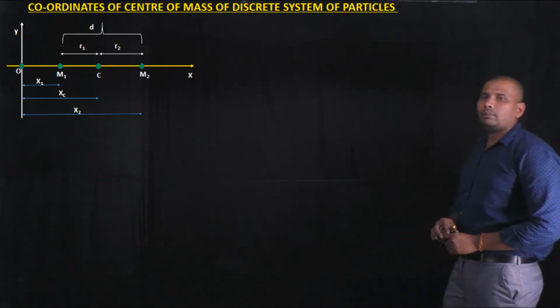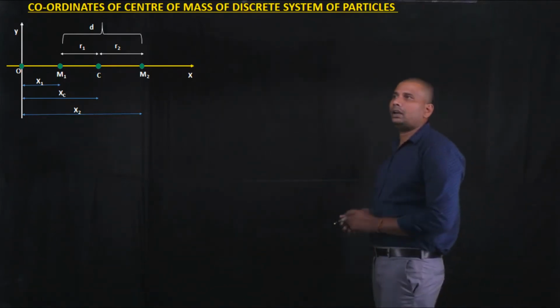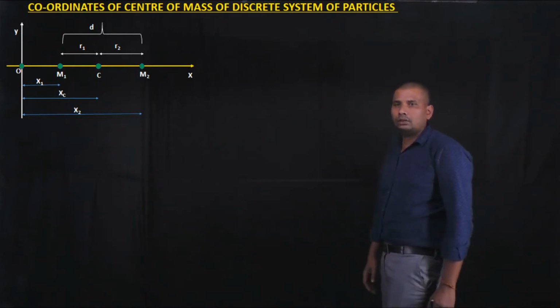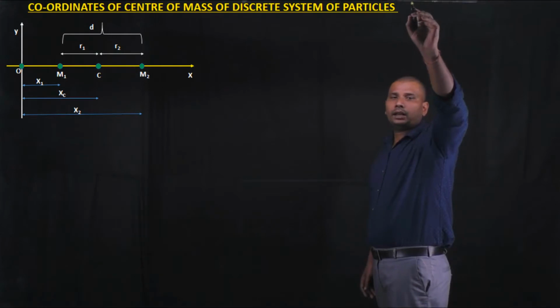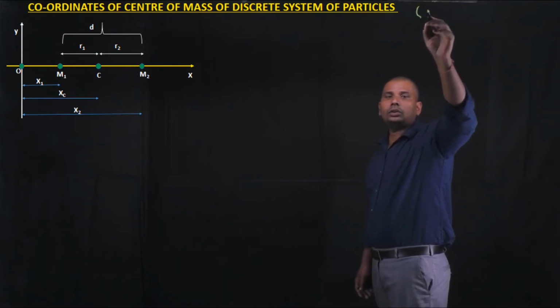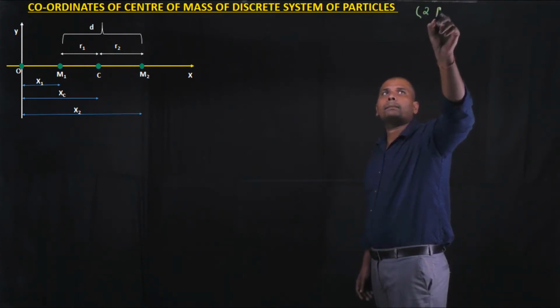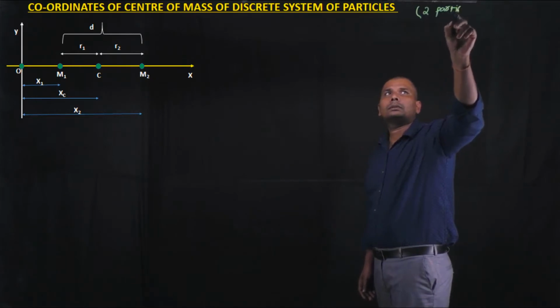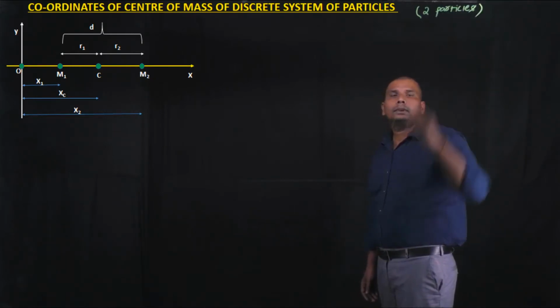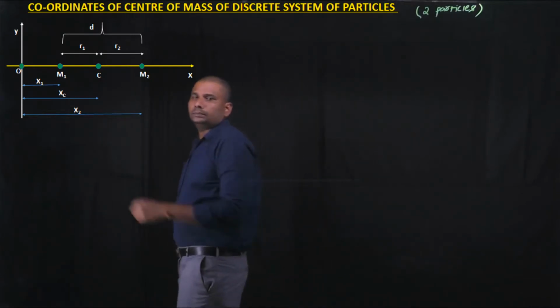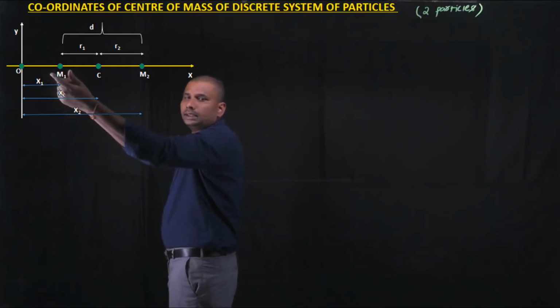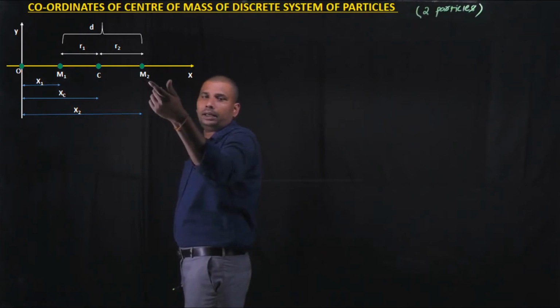Coordinates of center of mass of discrete system of particles. Now we can find out the coordinates of center of mass for two particles. Let us consider there are two particles of masses m1 and m2.